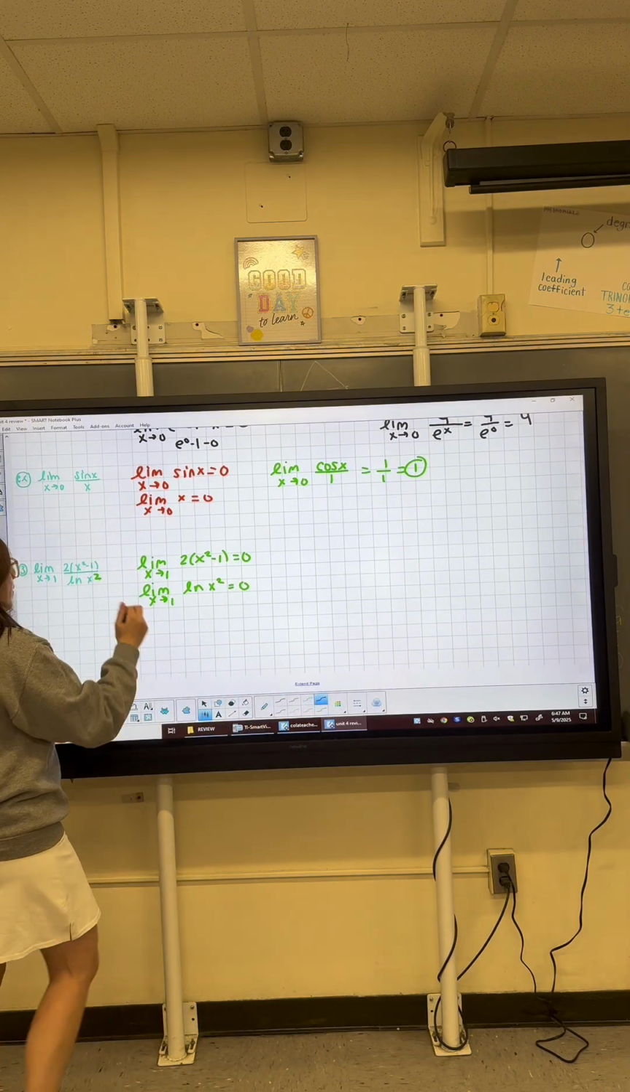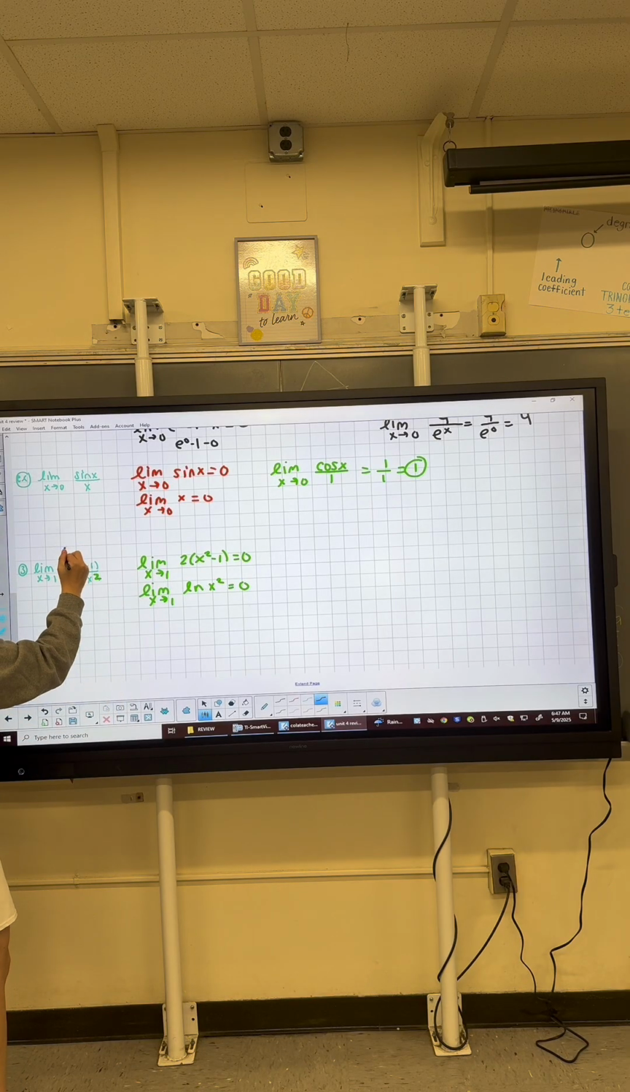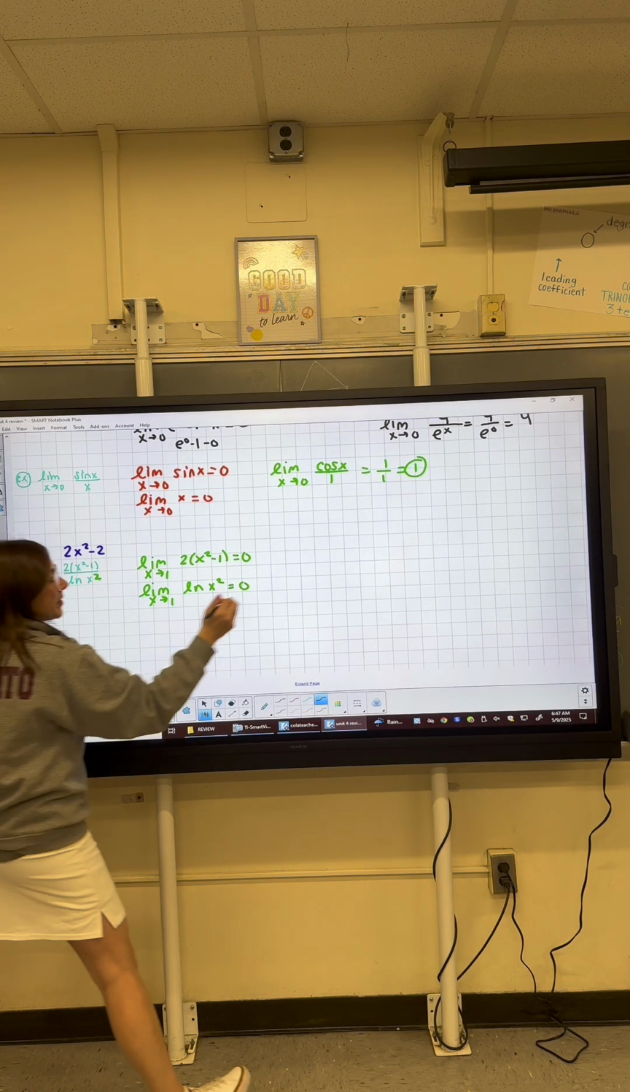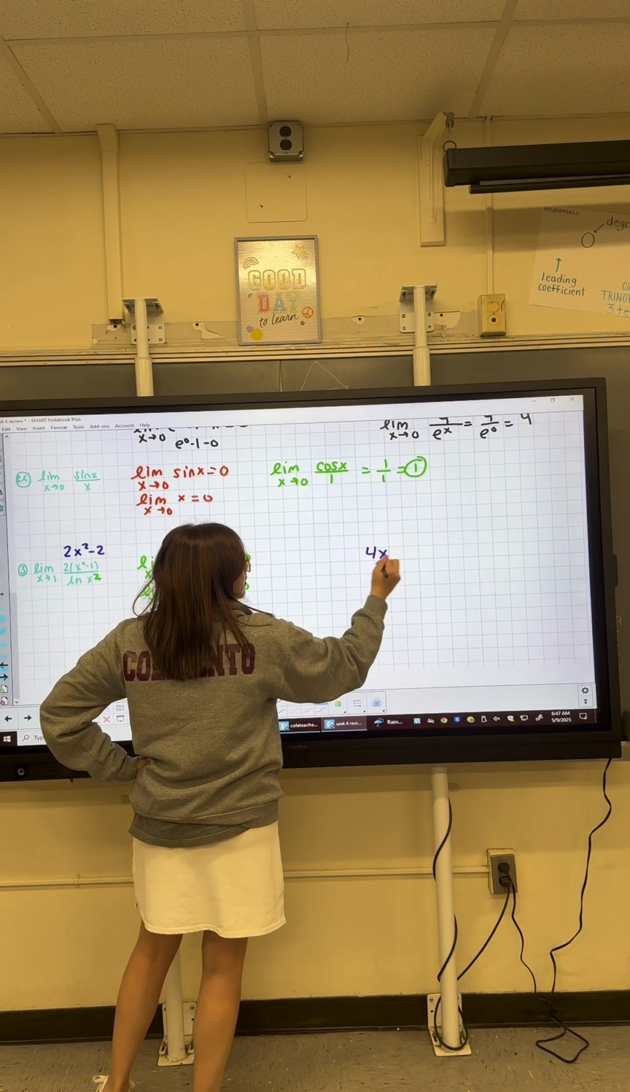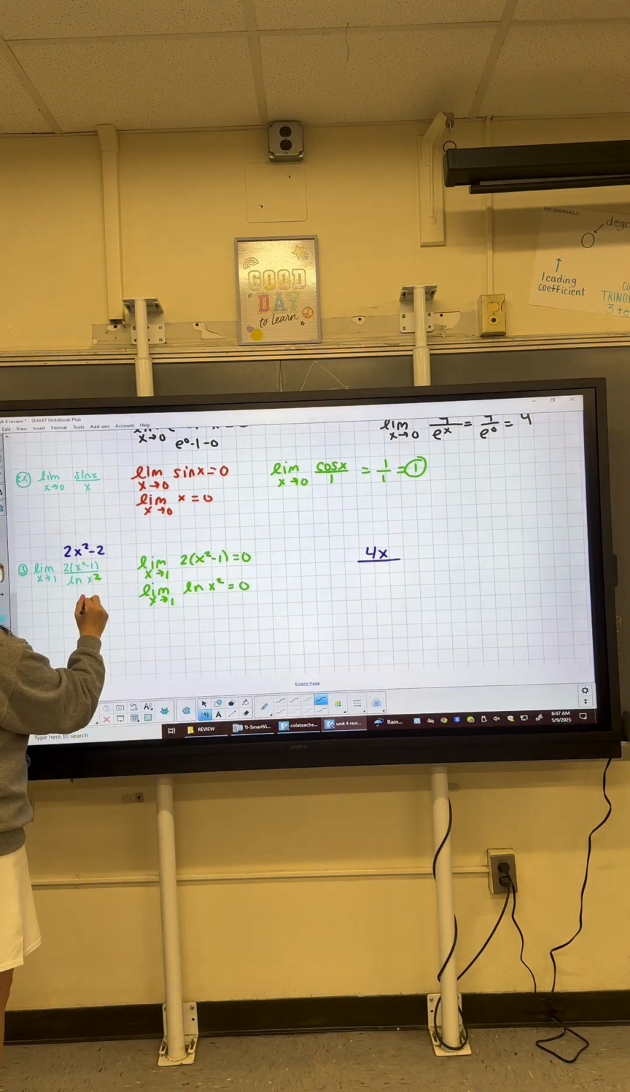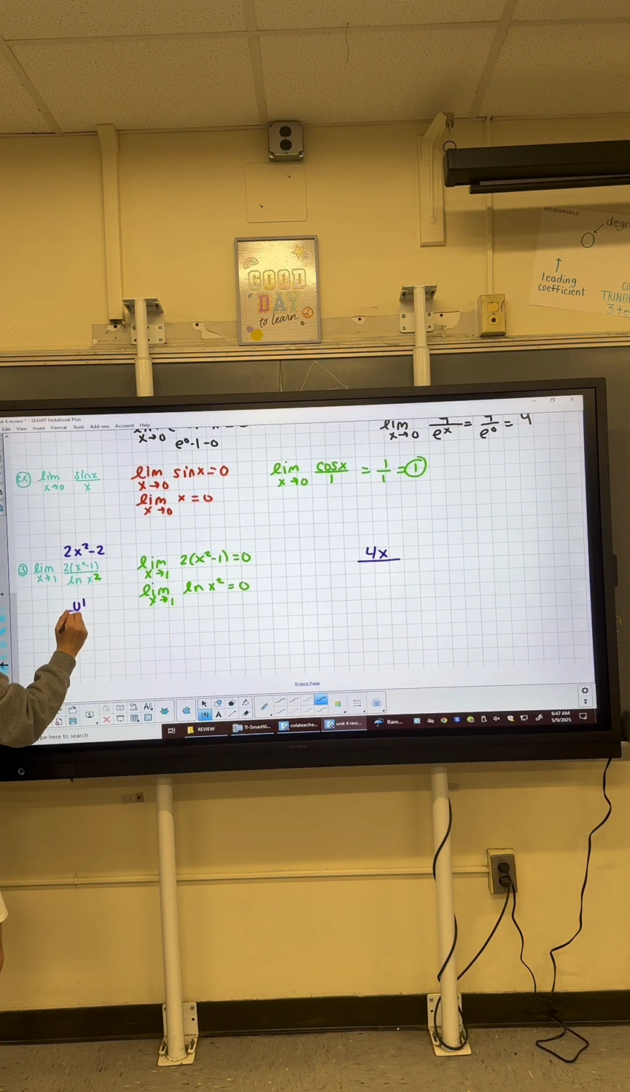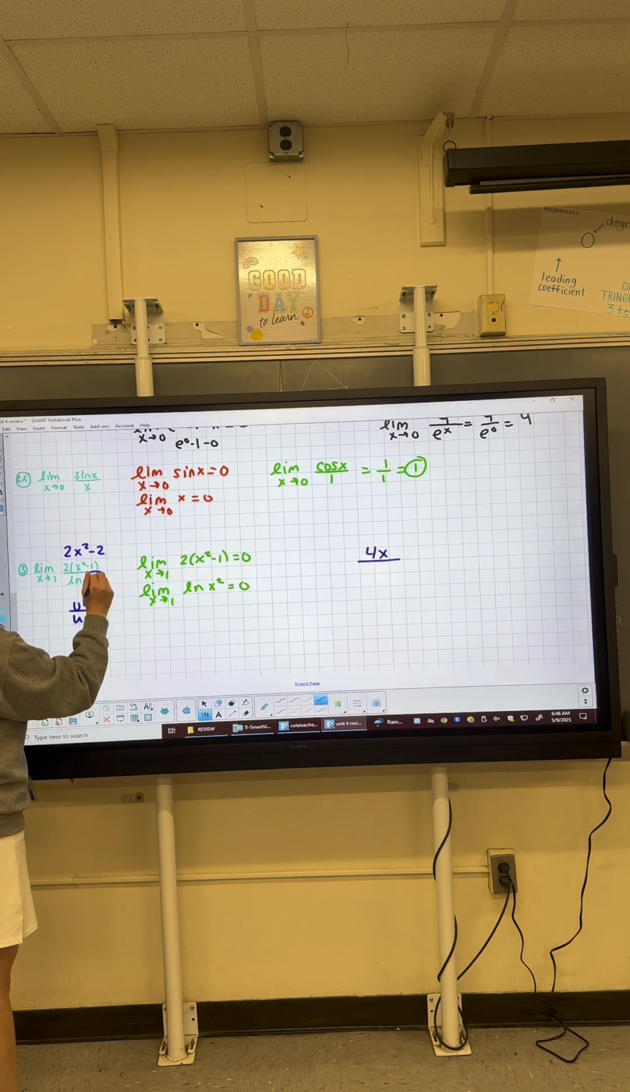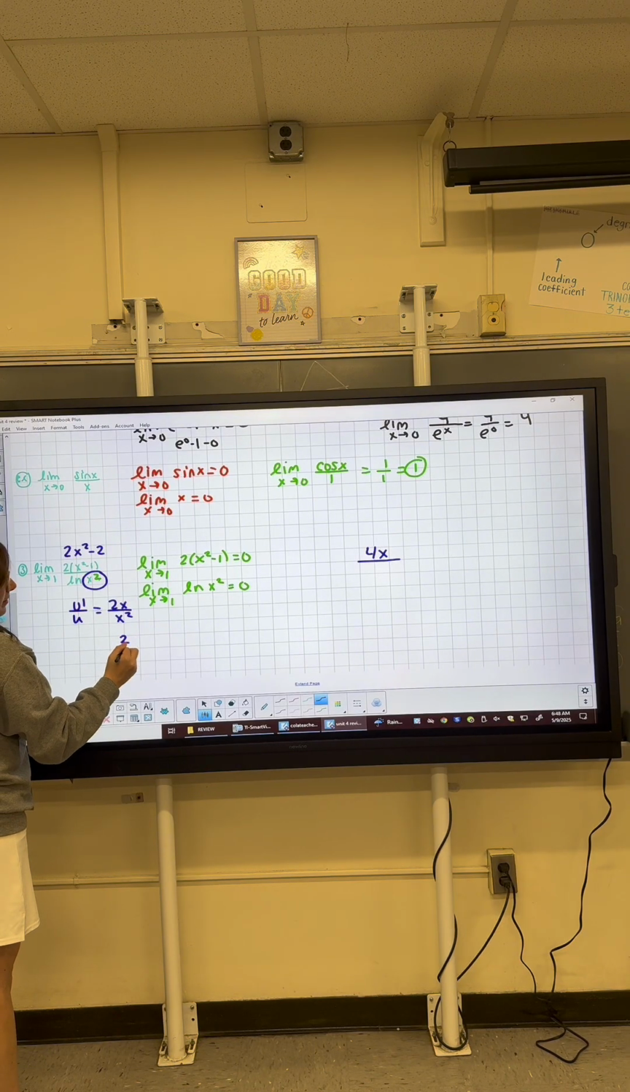We're going to take the derivative of the top, up to you. I'm actually going to distribute this through first. So when I take the derivative, I'm going to get 4x. The bottom, how do we derive ln? It's u prime over u. This is u. So u prime is 2x over x squared. You're going to want to reduce that to be 2 over x.